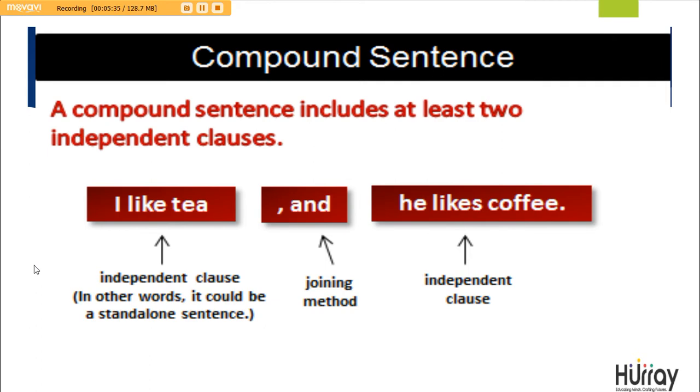It would make sense if you only write I like tea. However, if you use a conjunction, in this case and, to join another clause, he likes coffee, which again, independently, could mean something, then it makes a compound sentence.